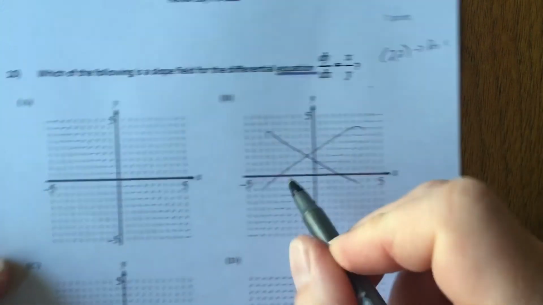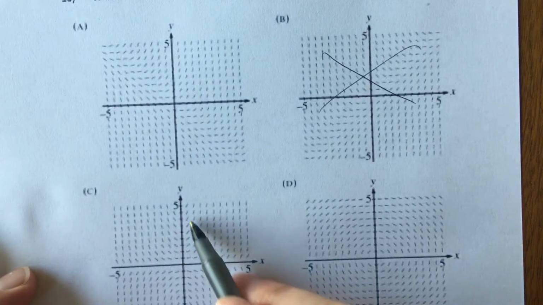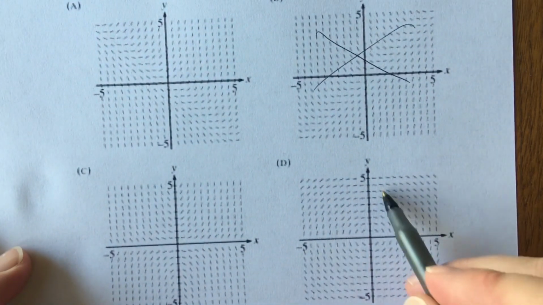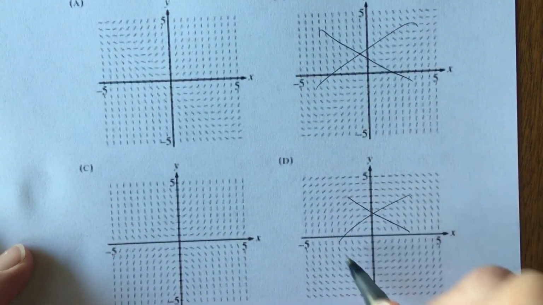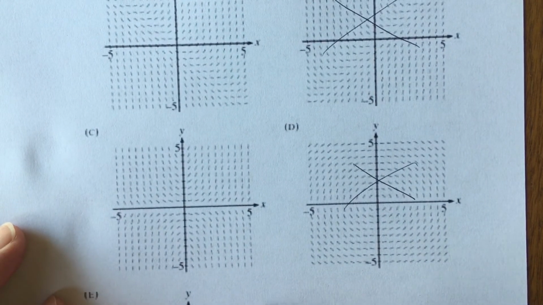So this one's not in. These all appear to be positive, so we'll keep that one. These all appear to be positive. These here are negative, so we'll get rid of that. And then this one here appears to have some positives as well.